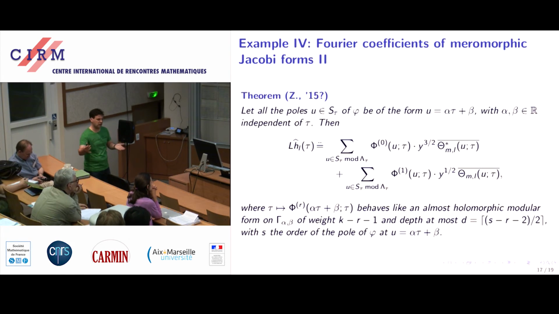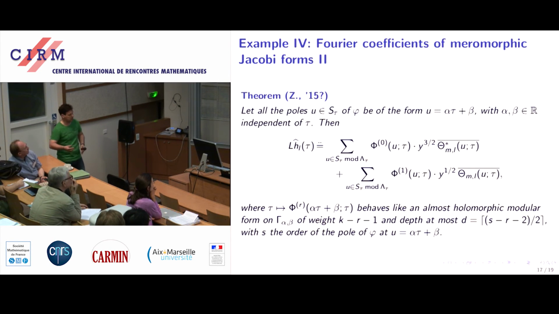So if you have really bad poles, that means you get really bad almost holomorphic modular forms. They have high depth. But it's a finite sum. This is just a finite sum. You sum over all the poles modulo the lattice. So that's a finite number in your fundamental parallelogram, and you can just compute all these things.